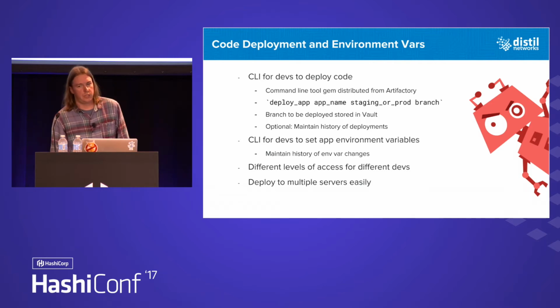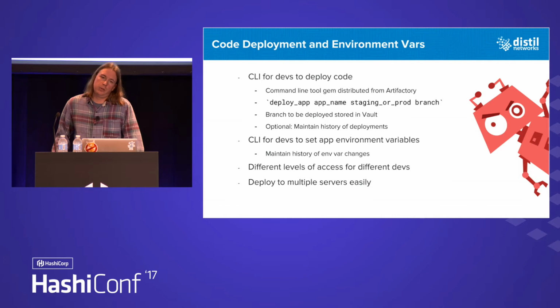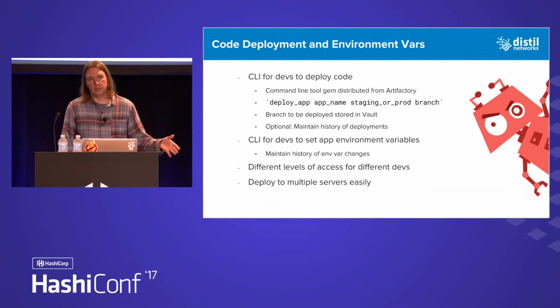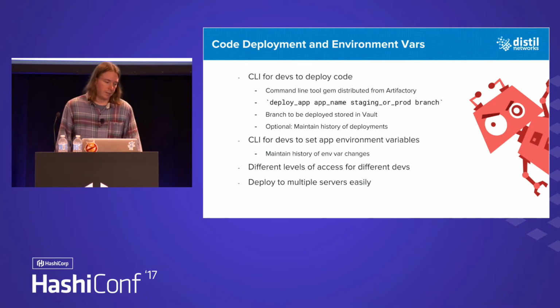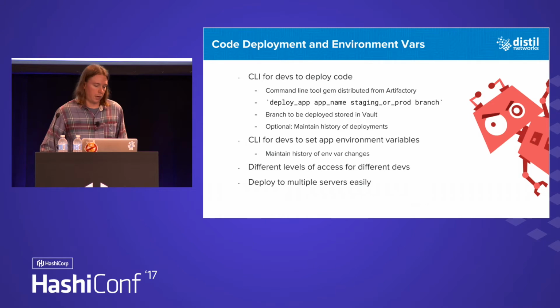I also use this CLI for the environment variables. A lot of times you don't want people looking at these environment variables unless they have specific access. You don't want people who are only pure devs and don't have access to prod to be able to see the prod environment variables, things like that. So I write them all to Vault, and then when Chef runs, it pulls them from Vault and just sets up the environment variables directly.